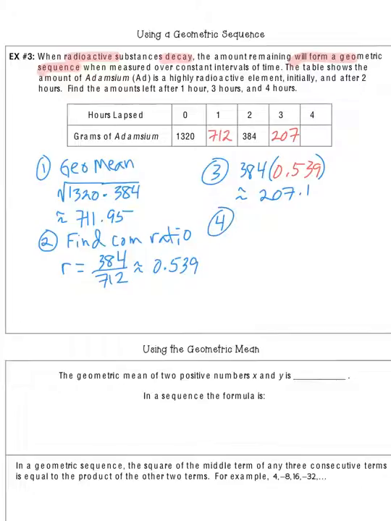And step 4, I'm going to take 207 and multiply it by 0.539. And I get approximately 111.57, or depending upon what you used, whatever your decimal is, but it rounds to 112. And that's it.